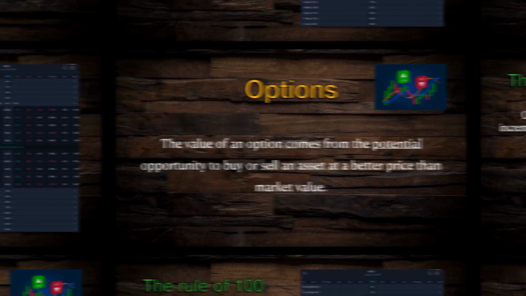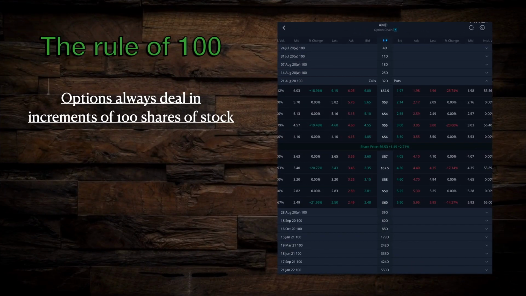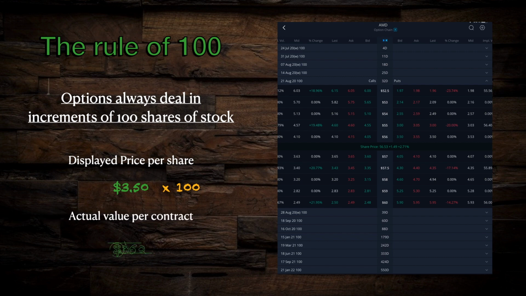I guess that now is as good a time as any to remind you that options always deal in increments of 100 shares. You may notice on your trading platform that the prices for options are often displayed as just a few dollars, depending on the stock of course. But this is just the price per share. That means that purchasing an option with a displayed price of 3.5 will actually cost you $350 to buy the contract.